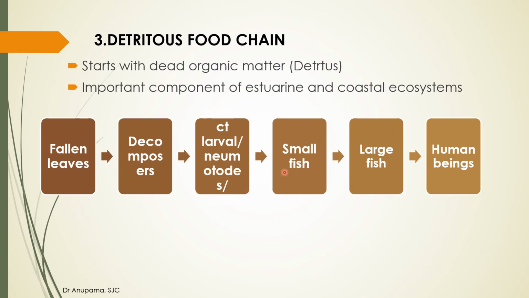These larvae and nematodes can be eaten by small fish. Small fish are eaten by larger fish, and larger fish are eaten by human beings. So this becomes our detritus food chain, starting with the fallen leaves, to the decomposers, to the larvae, then the small fish, large fish, and finally human beings.